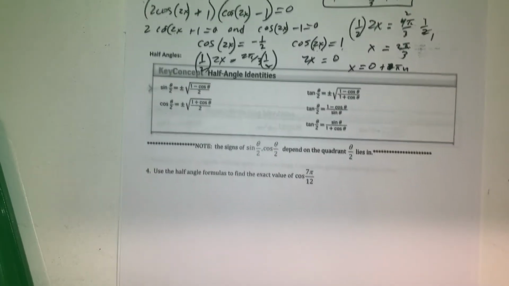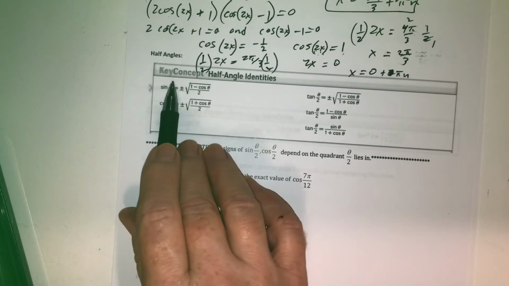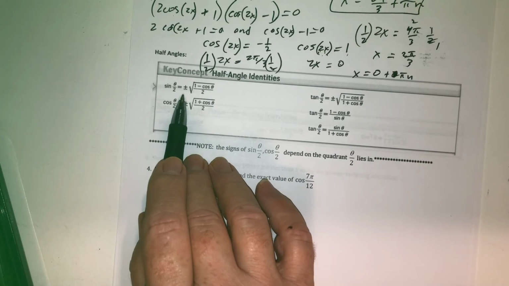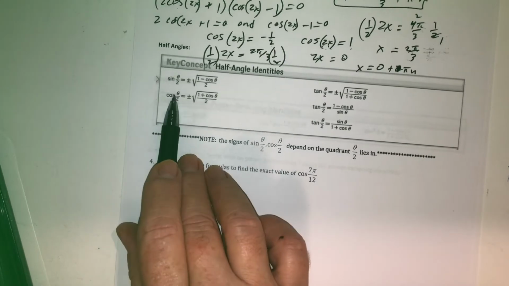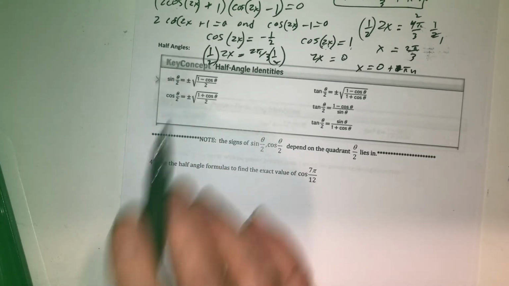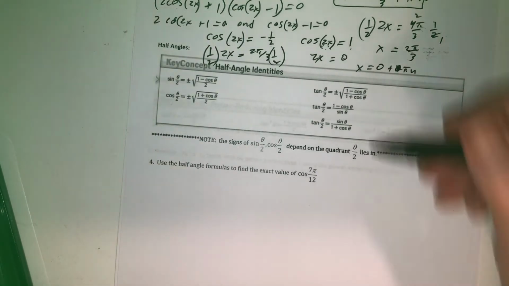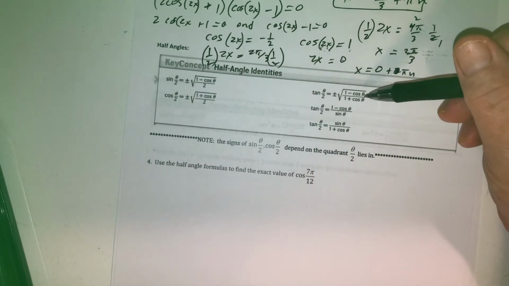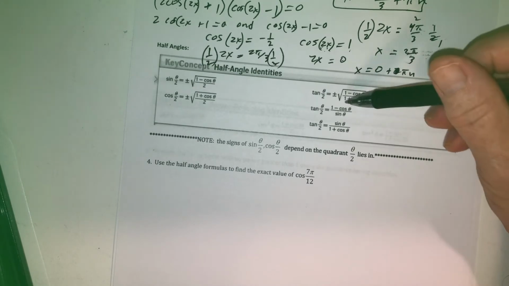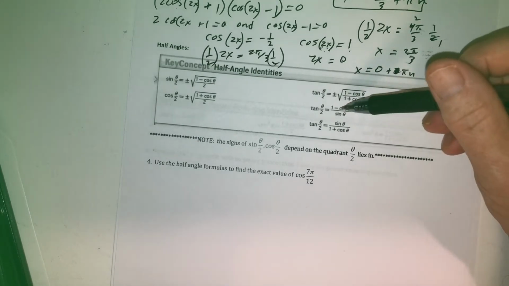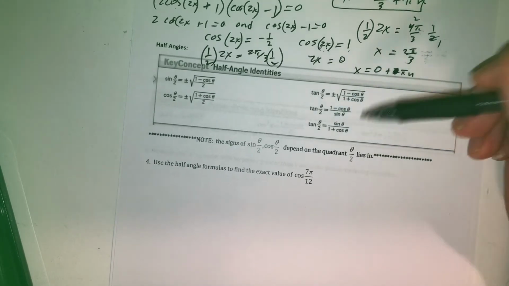All right, let's go down to the half angle identities. The sine of theta divided by 2 is equal to plus or minus the square root of 1 minus the cosine of theta, all divided by 2. The cosine of half an angle, theta divided by 2, is plus or minus the square root of 1 plus the cosine of theta, all divided by 2. There are 3 half angle formulas for the tangent, and the first one is plus or minus the square root of 1 minus the cosine divided by 1 plus the cosine. The second one is 1 minus the cosine divided by the sine. And the third one is the sine divided by 1 plus the cosine.